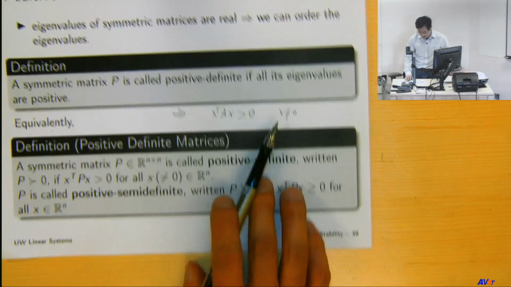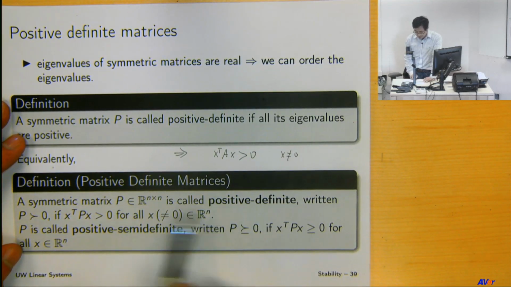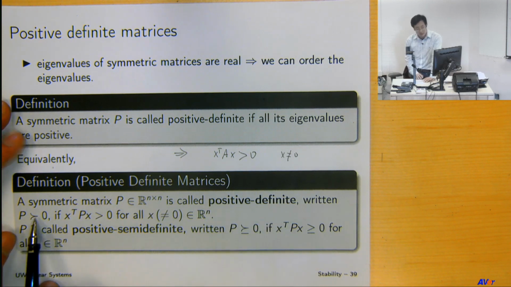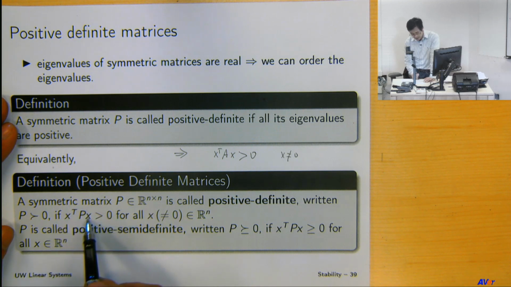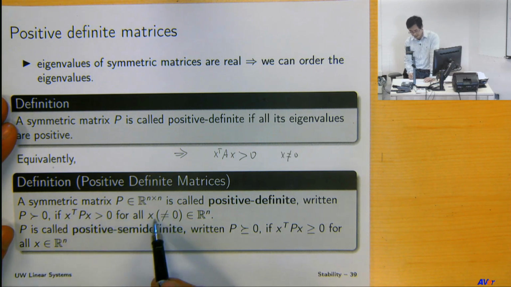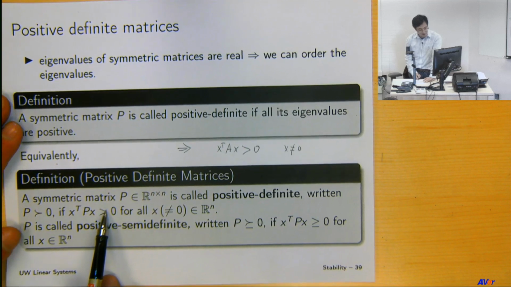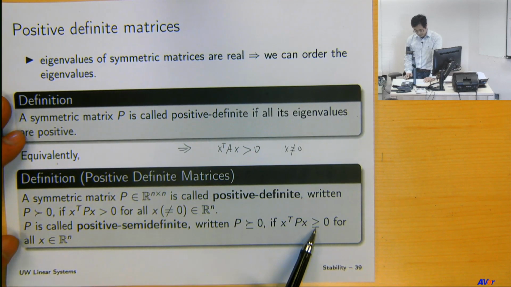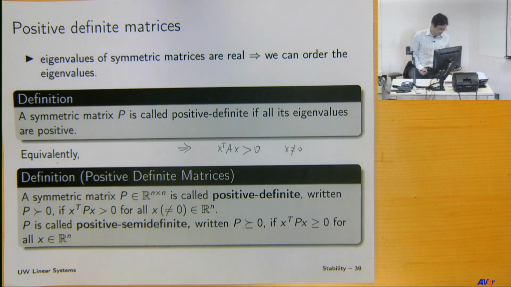So because of this concept, equivalently, this is another definition of positive definite matrices. P is called positive definite, written like that. It's not a positive sign. It is written a little bit curved like that. If X transpose times P times X is positive for any X that's not 0. If it's not strictly positive, let's say it's positive or 0, then this is called positive semi-definite matrix P.